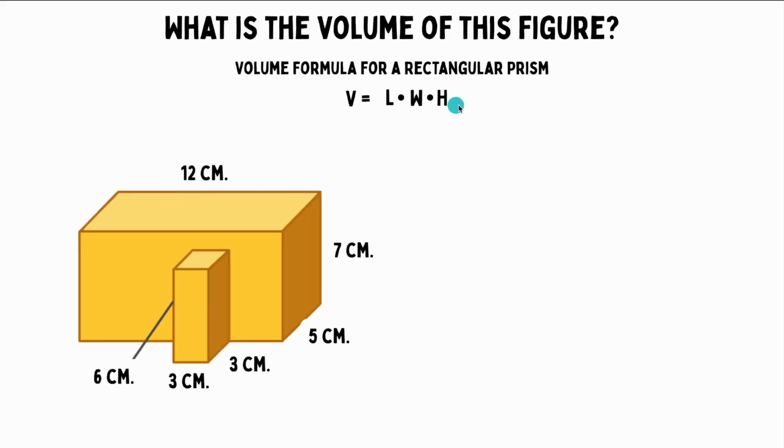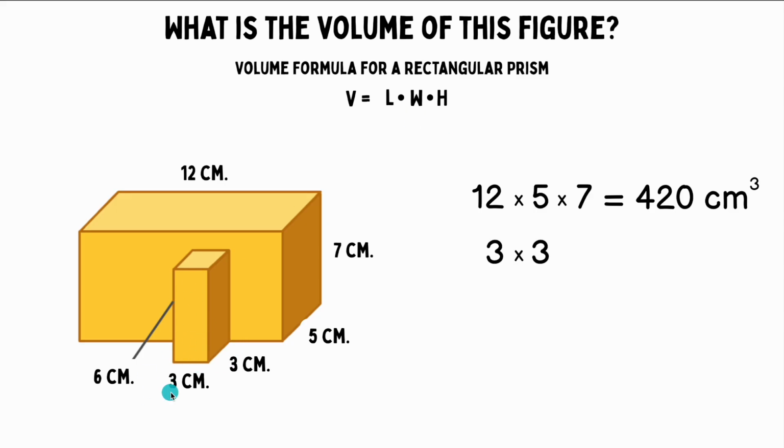Let's find the volume. We need the length, width, and the height. We have 12 times 5 times 7. We know that 12 times 5 is 60, and 60 times 7 is 420 centimeters cubed. Now let's find the volume of this rectangular prism. We need the length, width, and height. 3 times 3 times 6. We know that 9 times 6 equals 54 centimeters cubed.